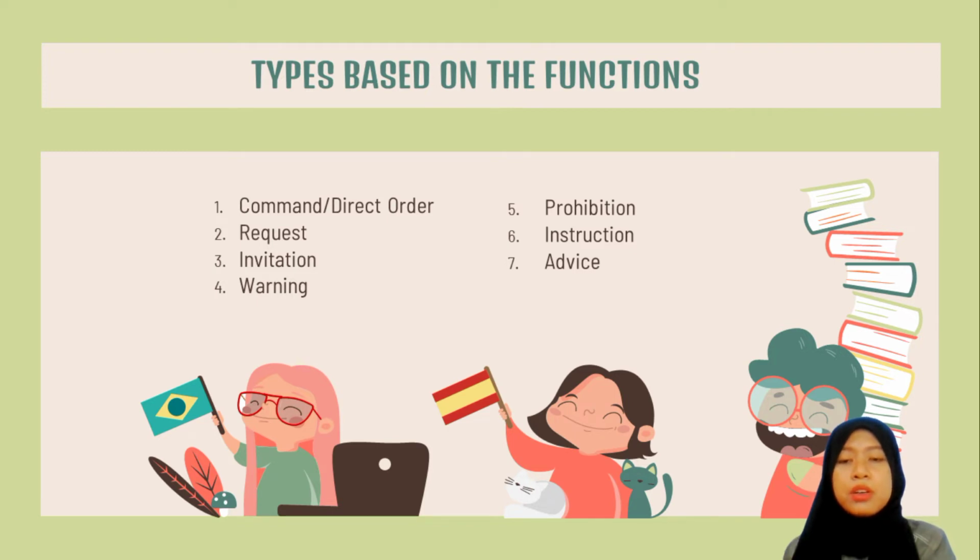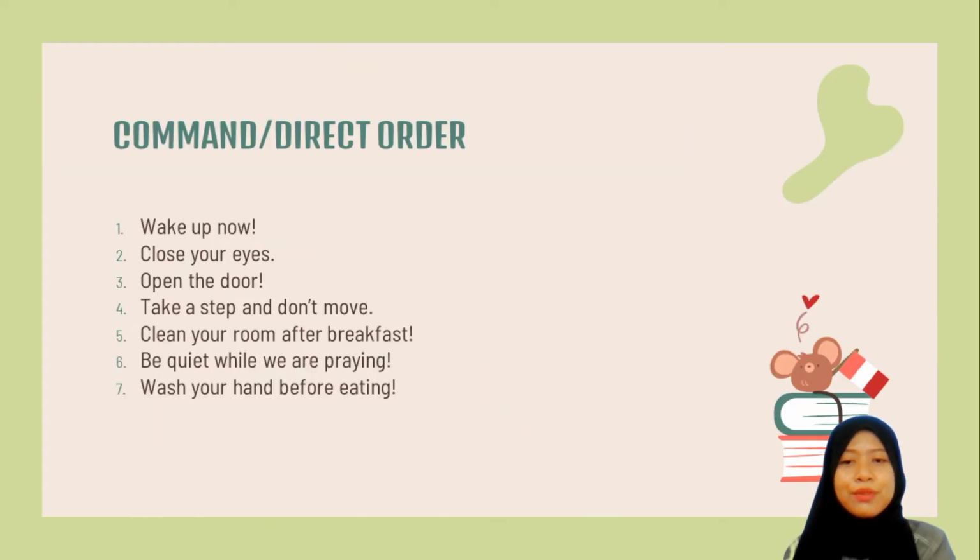Number 1, common or direct order. Number 2, request. Number 3, invitation. Number 4, warning. Number 5, prohibition. Number 6, instruction. And number 7 is advice. Okay, let's start with the first one, common or direct order.